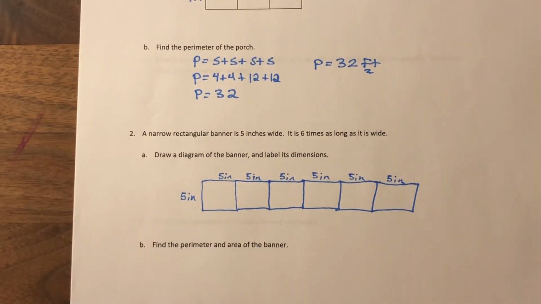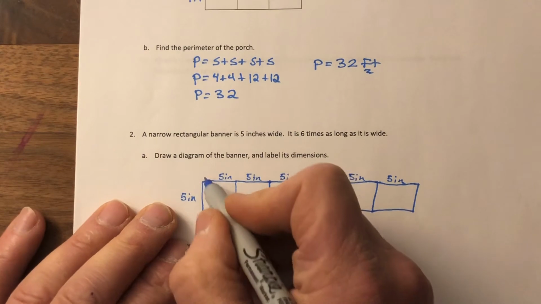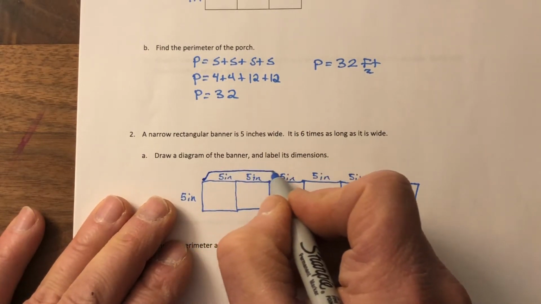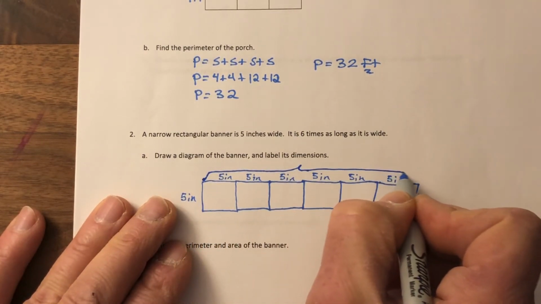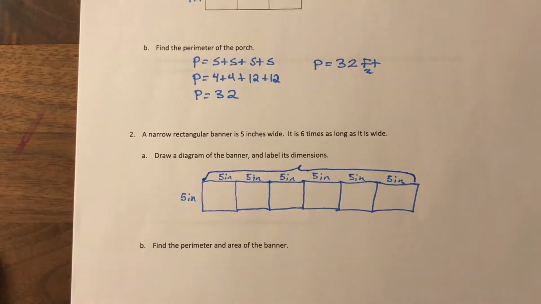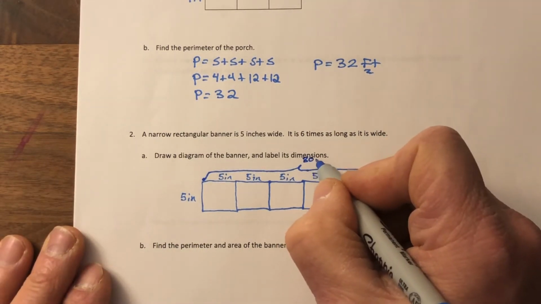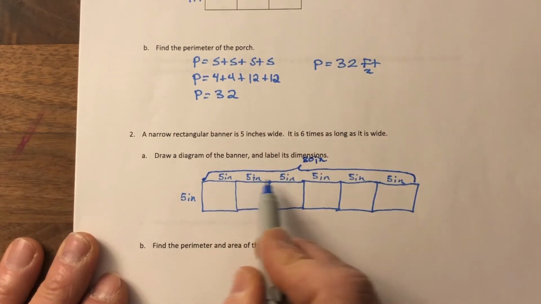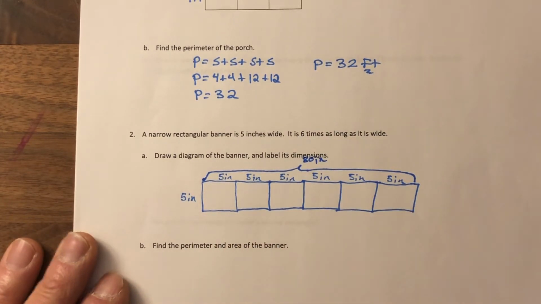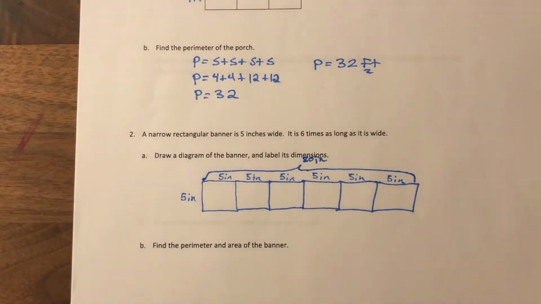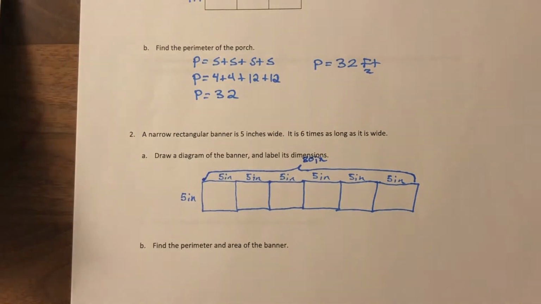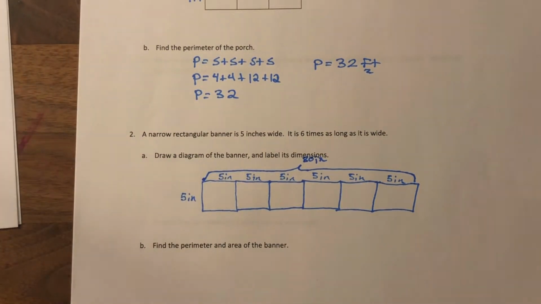Now, it says that it's 6 times as long. So all I have to do is think to myself, all right, what is 6 times 5? If your answer was 30, you're correct. So this would be 30 inches, right? 5, 10, 15, 20, 25, 30. There it is. So I drew that out, and there's my banner. A banner is like a sign or something like that, okay?